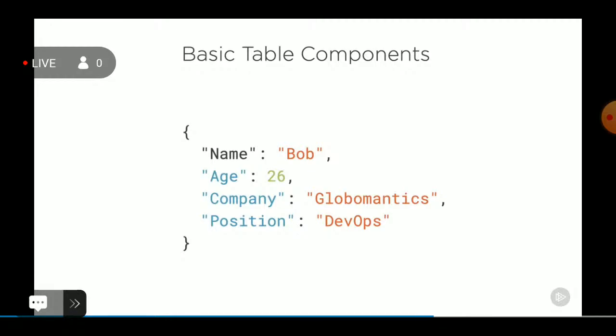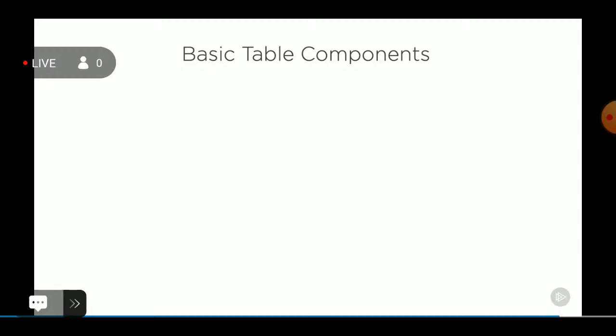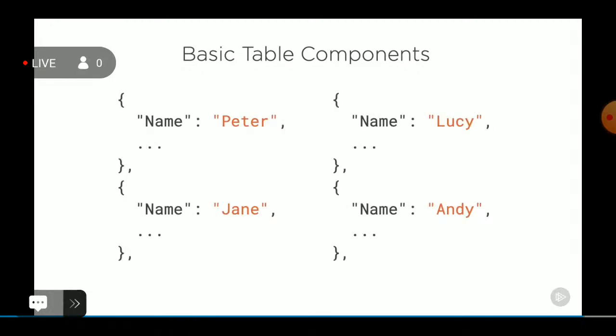In this case, this item looks like an employee record with employee name Bob. This item consists of identifiers of attributes also called keys. In this case, these are name, age, company, and position. And of course, attributes themselves, which are values of keys. In this case, Bob, 26, Globomantics, and DevOps. As mentioned previously, a table is a collection of items. Here is an example of a table consisting of multiple employees: Peter, Jane, Lucy, and Andy.